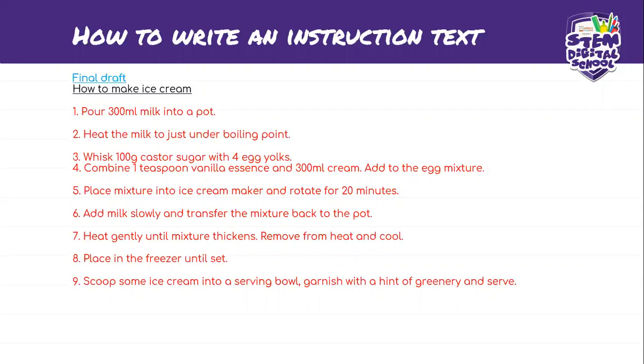Step 5. Place mixture into ice cream maker and rotate for 20 minutes. Step 6. Add milk slowly and transfer the mixture back to the pot. Step 7. Heat gently until mixture thickens. Remove from heat and cool. Step 8. Place in the freezer until set. Step 9. Scoop some ice cream into a serving bowl. Garnish with a hint of granary and serve.